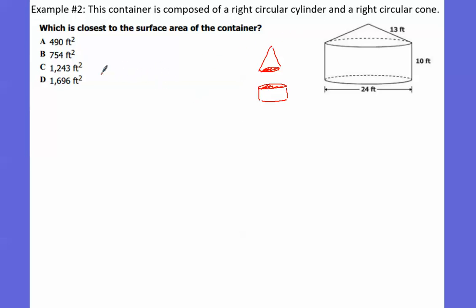What we really need is the lateral area of the cone. We would then need just the sides of the cylinder. So we have the lateral area of the cylinder. But we also have to include the bottom face of this figure. So then we would have the area of a circle.